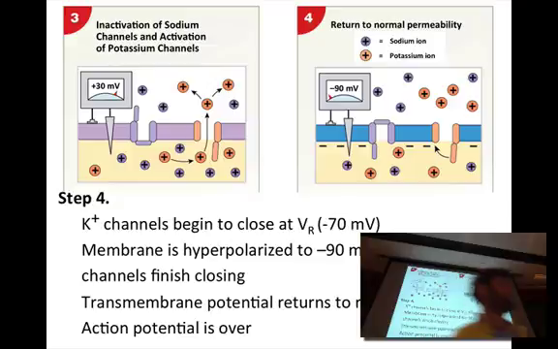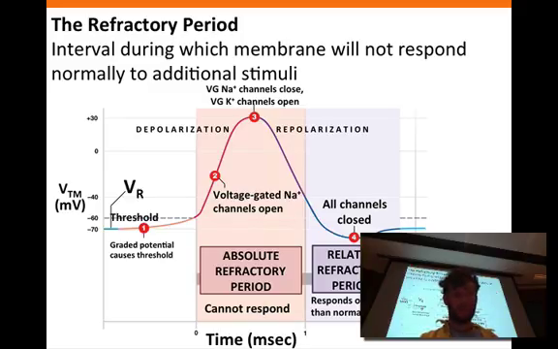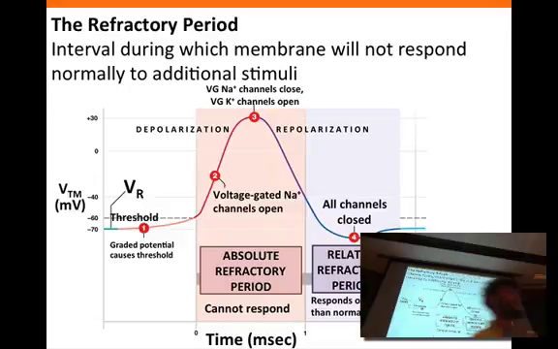Yeah? So if you could draw a graph of the voltage across the membrane as a function of time, would it be like a sine curve? You'll see. I got one here, if I can get to it. Right there. Is that what you're talking about? That's it.